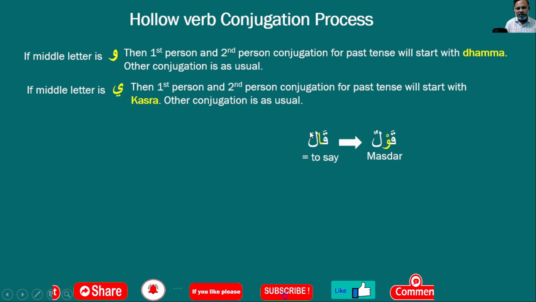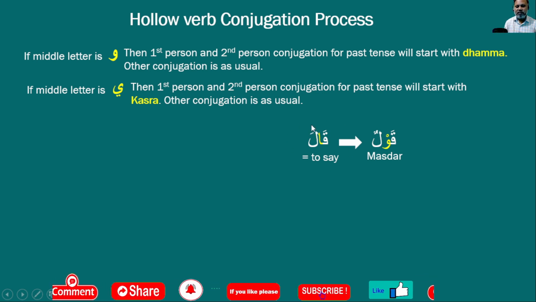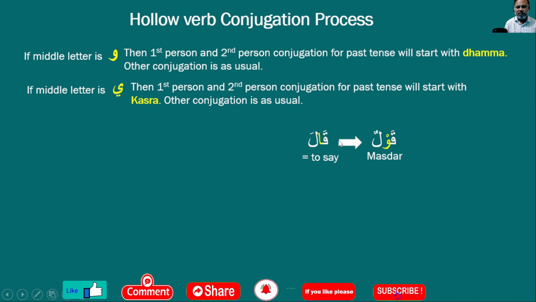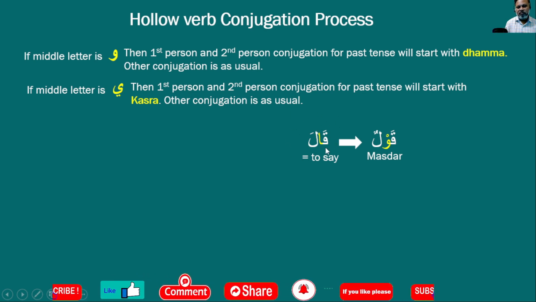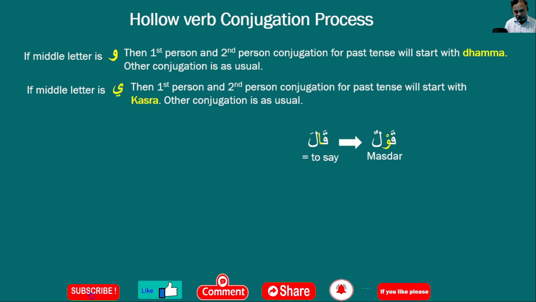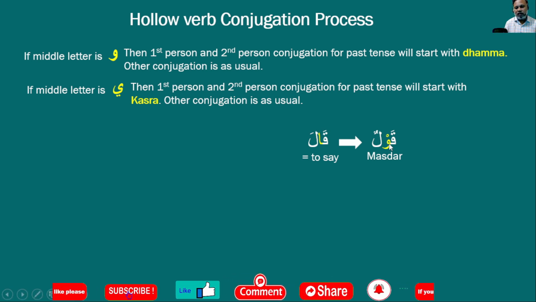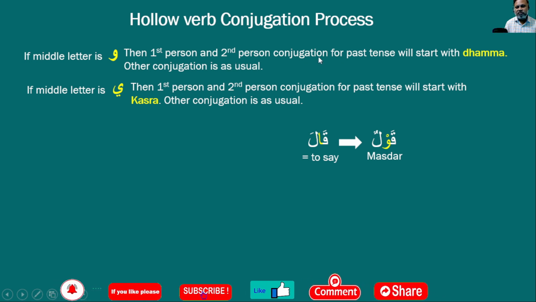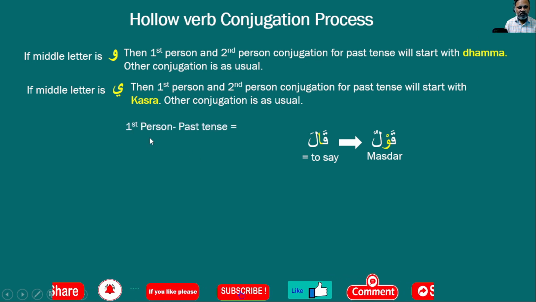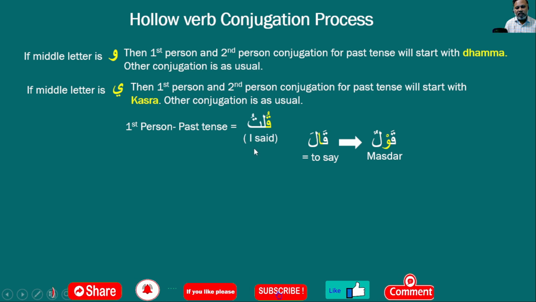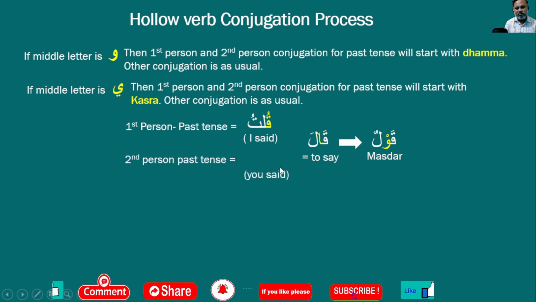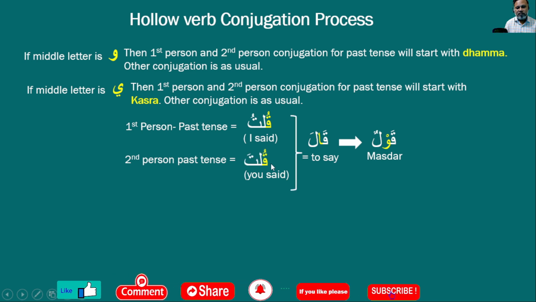For the simplicity and ease of working with the verb, the waw is converted into alif. This is the Arabic language practice and standard. So this alif is actually wa, and you have to follow this pattern. The conjugation of first and second person will start with dhamma. For example, the first person past tense, I said, is qultu, and the second person past tense, you said, will be qulta.